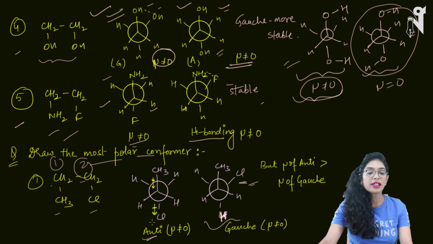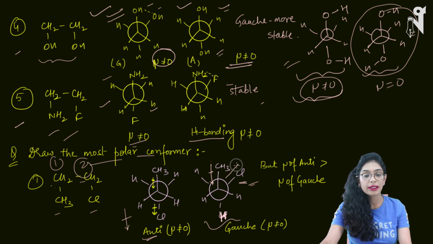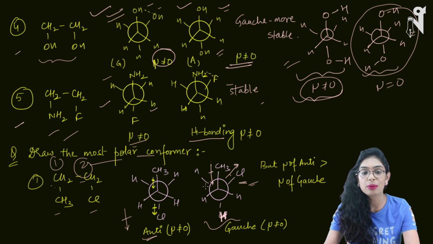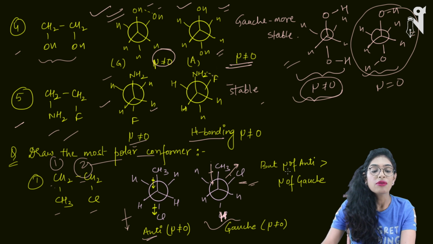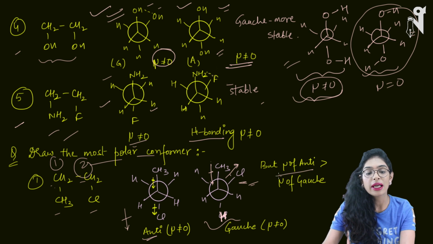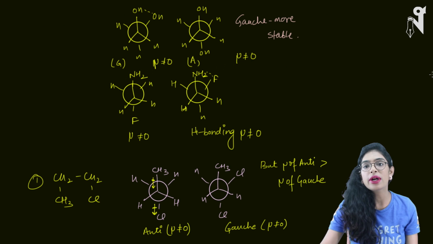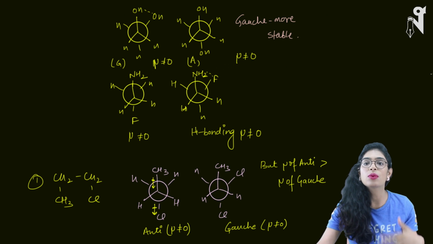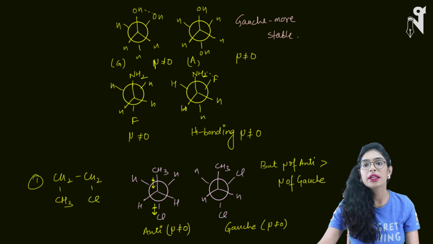So here both of these vectors are adding and increasing the dipole moment drastically, whereas in this case the dipole moment is like this and then like this. So relatively lesser dipole moment is there. So when they ask you which has the more dipole moment, the anti representation of it has more dipole moment than the gauche representation.